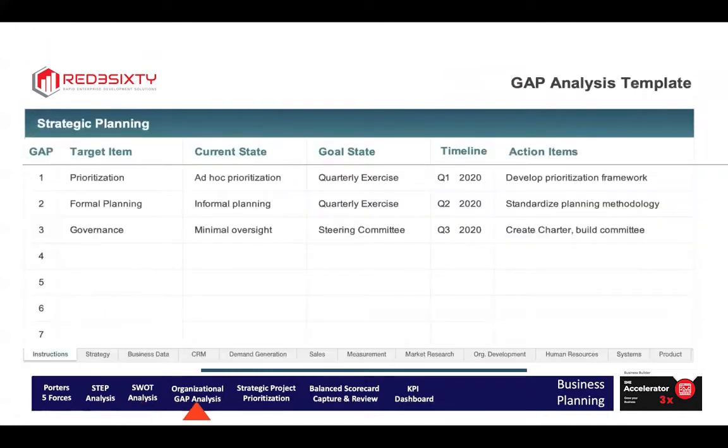Organizational gap analysis performs an in-depth look at strategy, looking at customer relationship management, demand generation, sales, measurement, market research, organizational development, human resources, systems, and products. What are the gaps within each one of these areas? The tool will allow you to perform and capture these, as well as identify actions for each one of these gaps that need to be incorporated into the ultimate strategy of the company.